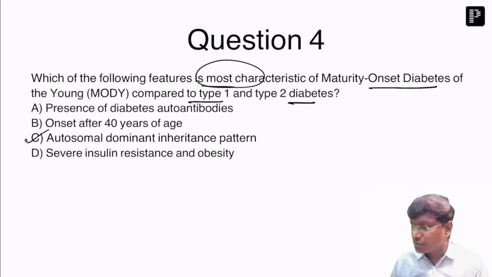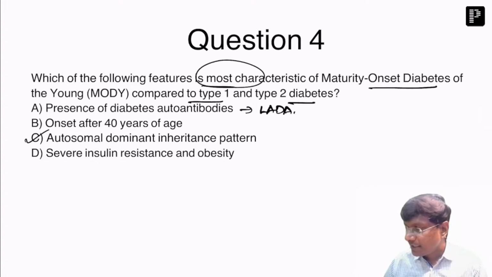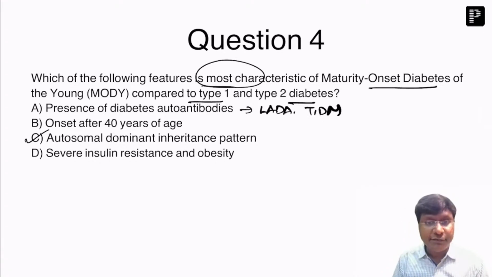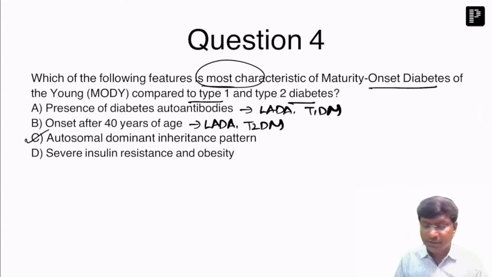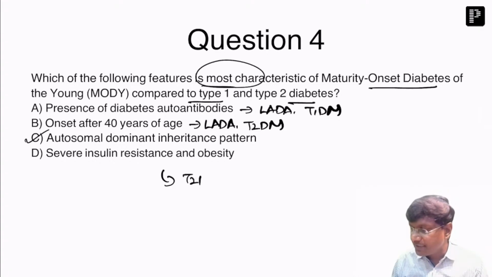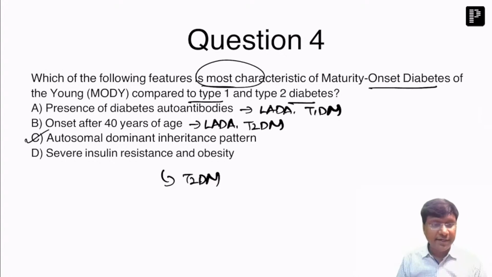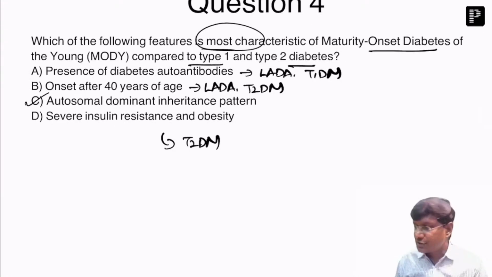That is autosomal dominant type of the inheritance, right? Presence of diabetic autoantibodies is a feature of LADA and it is a feature of type 1 diabetes mellitus. Onset after 40 years is seen in case of LADA and type 2 diabetes mellitus. Severe insulin resistance and obesity is observed in type 2 diabetes mellitus, right? So here the answer is C. Okay, good. Next question.